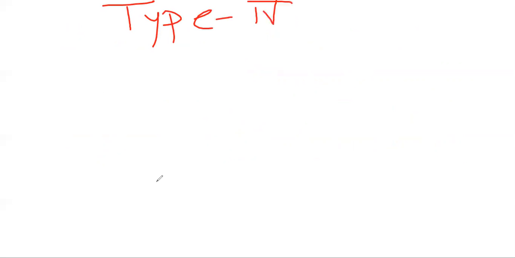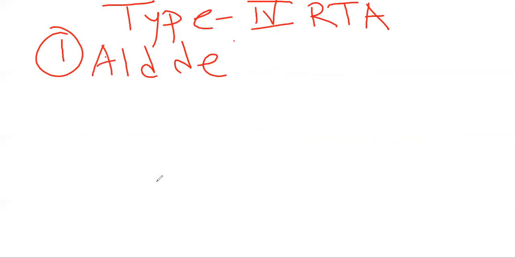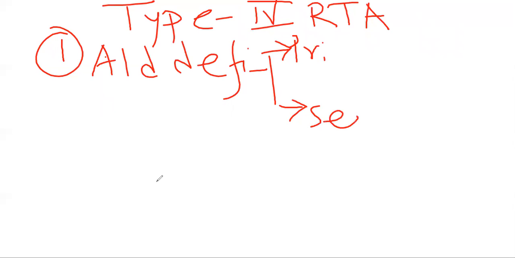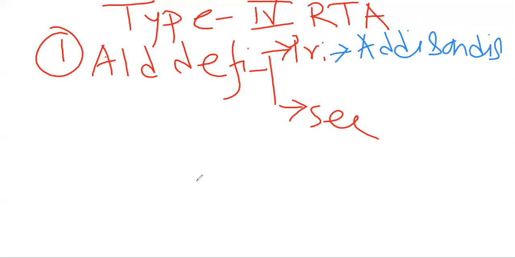This type 4 renal tubular acidosis mainly occurs due to aldosterone deficiency. This aldosterone deficiency can be either primary or secondary. Primary aldosterone deficiency can be seen in case of Addison disease or bilateral adrenalectomy.